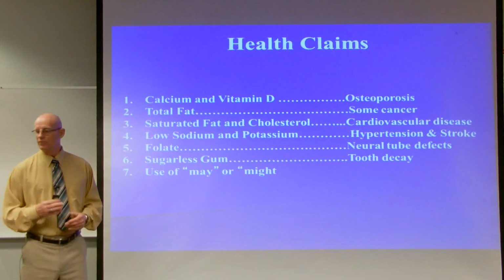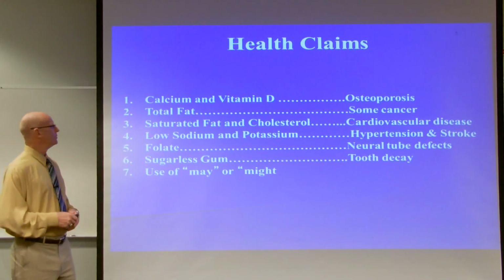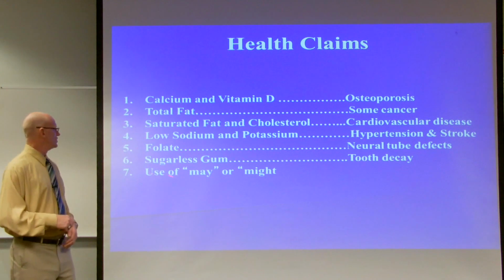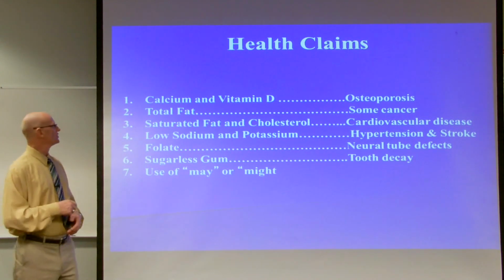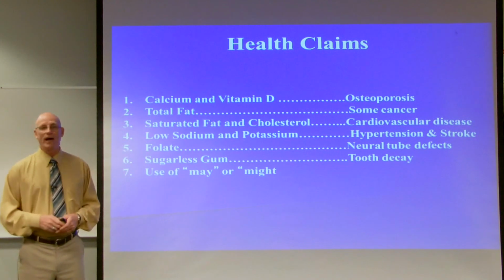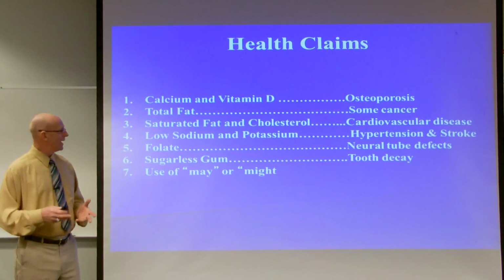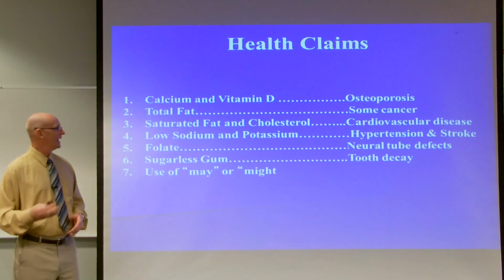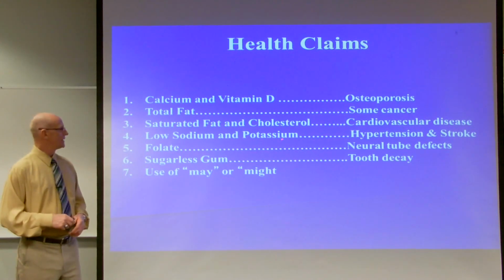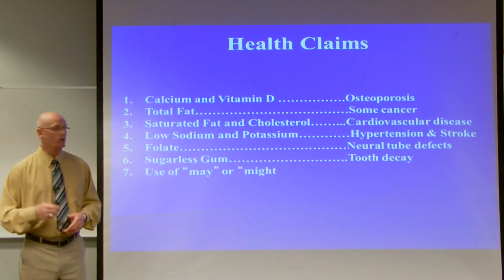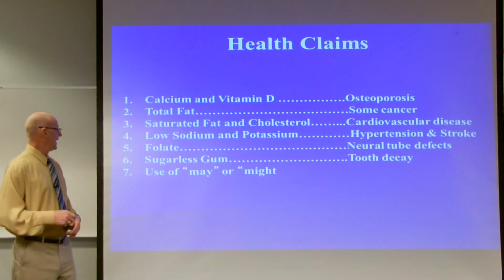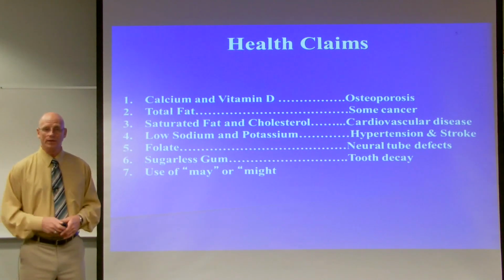Okay, health claims. If we look at a general overview of the health claims, these are some claims that you'll see on food labeling packages. For example, calcium and vitamin D. Each one of these must use the word may or might on the label. So for example, calcium and vitamin D may decrease the risk of osteoporosis. Decreased total fat might decrease some cancers. Low saturated fat and low cholesterol may decrease the risk of cardiovascular disease. Low sodium and high potassium may decrease the risk of hypertension and stroke, increased folate might decrease the risk of neural tube defects, and sugarless gum may decrease the risk of tooth decay.